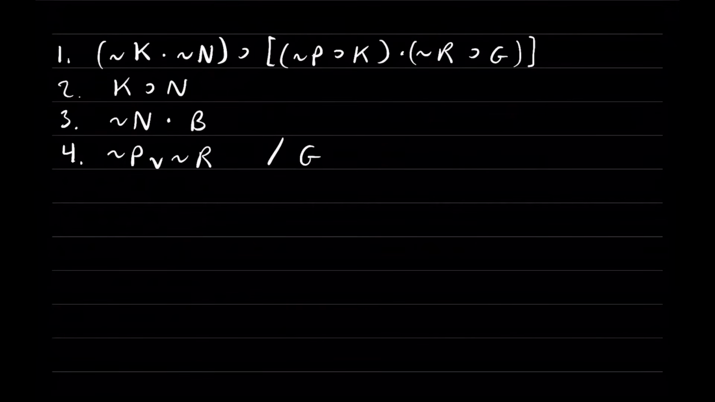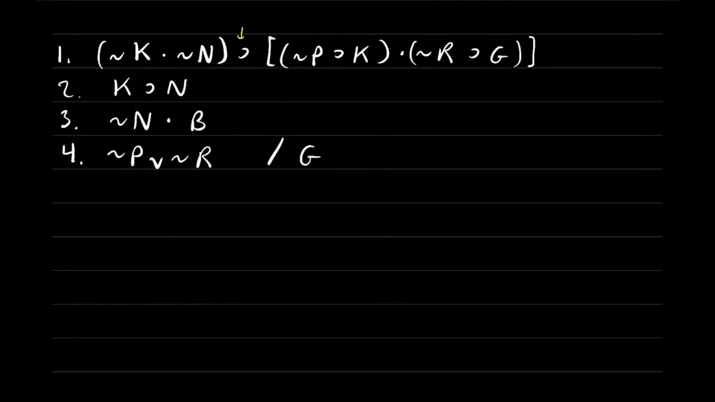The first premise here is fairly scary looking, but I predict it won't be here in just a moment. It's a conditional. The horseshoe right here is the main operator. It says if k is false and n is false, if not k and not n, then this long expression in parentheses, or brackets, that we don't need to worry about just yet. Line 2 says k implies n. Line 3 says not n and b. Line 4 tells us either not p or not r.